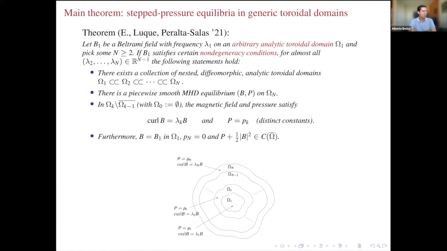What does the equilibrium look like? In the gap between consecutive nested toroidal domains, the field is a Beltrami field. So it satisfies the Beltrami field equation with certain constants that can be chosen freely. The pressure is constant between different toroidal domains. And of course, in the innermost toroidal domain, the original domain omega 1, the magnetic field is just the Beltrami field B1 that we started with. And we can pick the constants so that the pressure is equal to 0 on the boundary. So that's how we construct these equilibria.